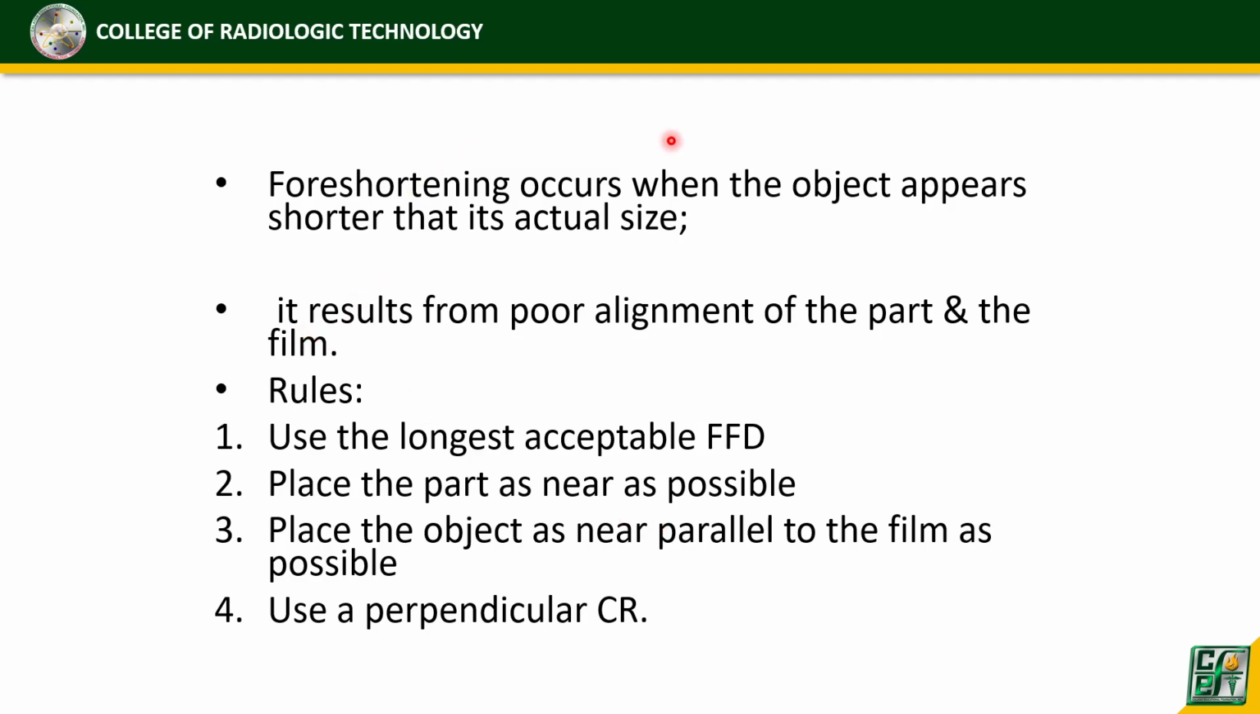Okay. So foreshortening occurs when the object appears shorter than its actual size. It results from poor alignment of the part and the film. So ano yung rules natin? Use the longest acceptable FFD or SID. Place the part as near as possible to the image receptor. Okay. Place the object as near parallel to the film as possible. Okay. And number 4, use a perpendicular central ray. Again, when we say perpendicular, okay, siya ay diretso lang.